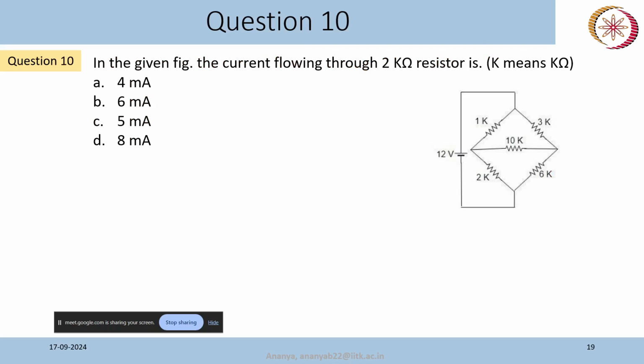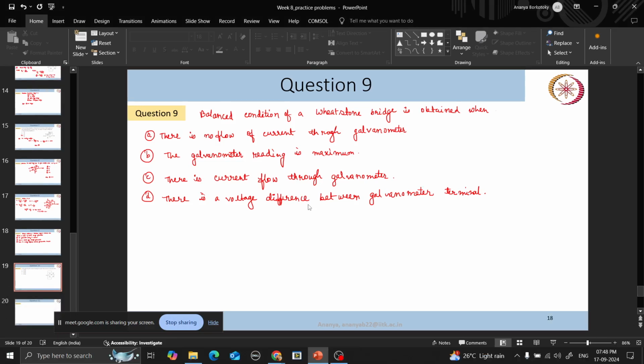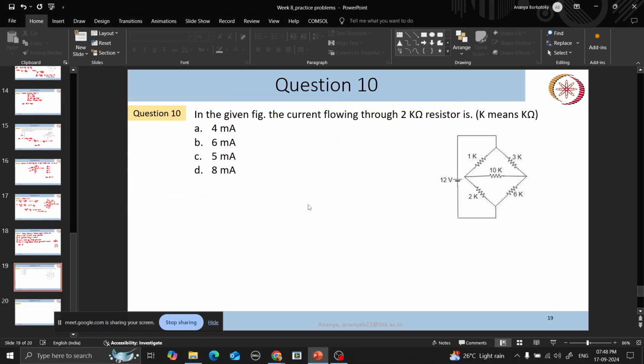So this is the next question. In the given figure, what is the current flowing through this 2 kilo ohm resistor? So you can solve this circuit. The options are given as 4 milliampere, 6 milliampere, 5 milliampere or 8 milliampere. Do the calculation. Give me the answer in the chat box.